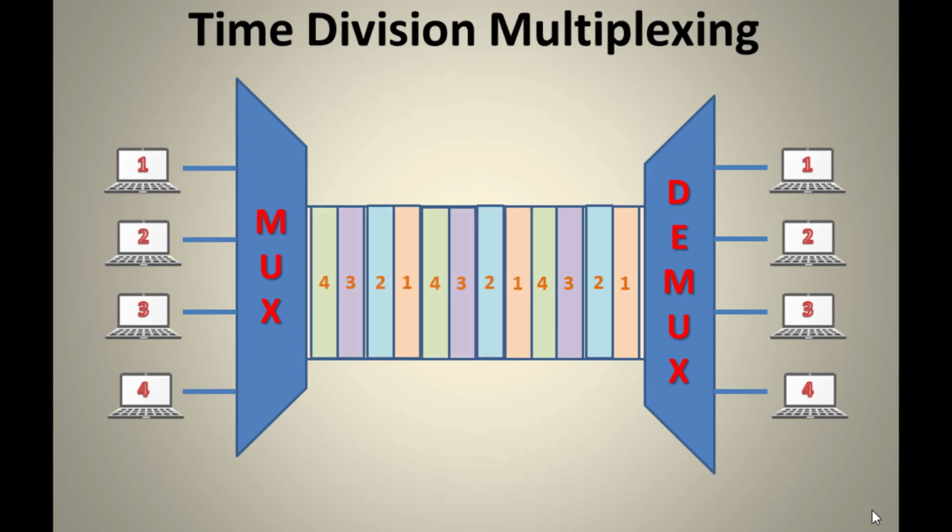So here frequency is not divided but time is divided. Whichever channel gets the time gets the entire bandwidth, but only for a very short interval of time. So this is how time division multiplexing works.